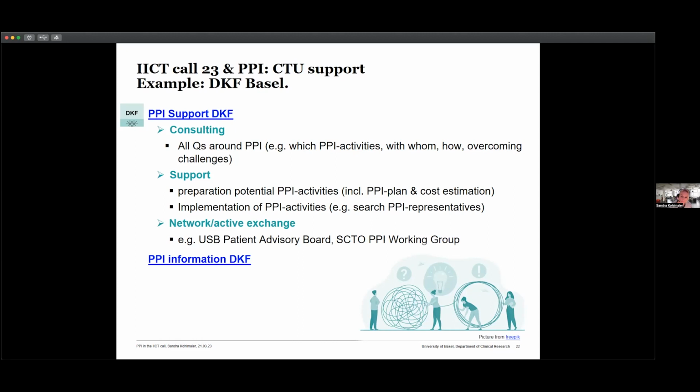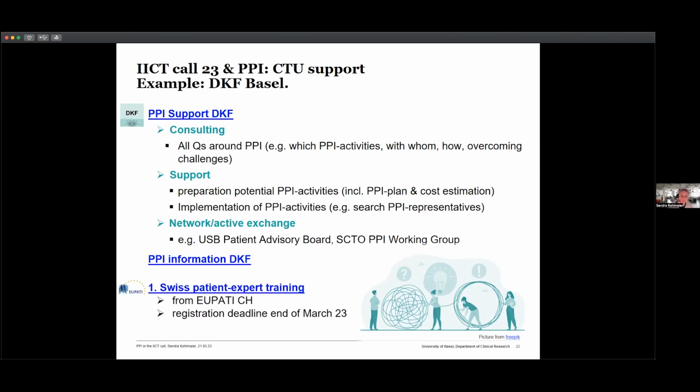or if you think, please help us with PPI representatives. We are not sure how to find them. And for finding PPI representatives or contributors, for example, we have a network with the USB Patient Advisory Board. We can also contact them, and maybe there is a perfect match for you. We have also a lot of information regarding PPI on our website.